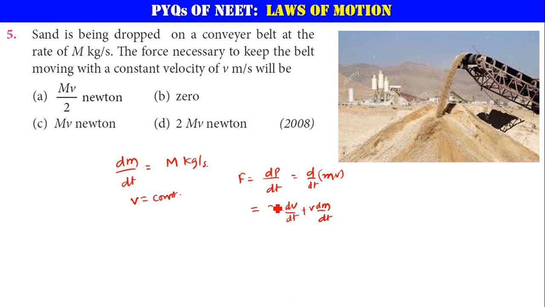Here he said clearly that the velocity is constant. Then when velocity is constant, velocity differentiation should be 0. F is equal to v dm by dt. He is asking about force only. What is v? Velocity is v only. dm by dt is nothing but m kg per second. So the answer is m times v newtons. Okay, option C is correct.